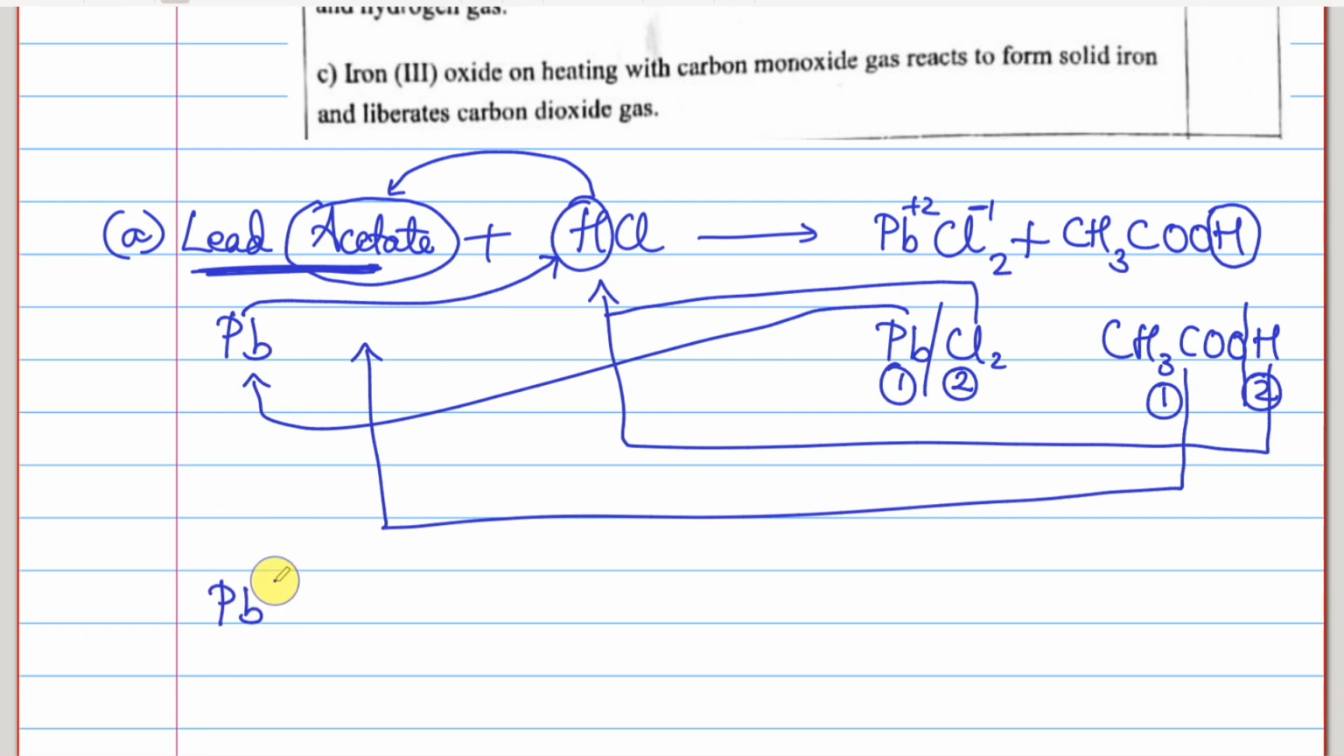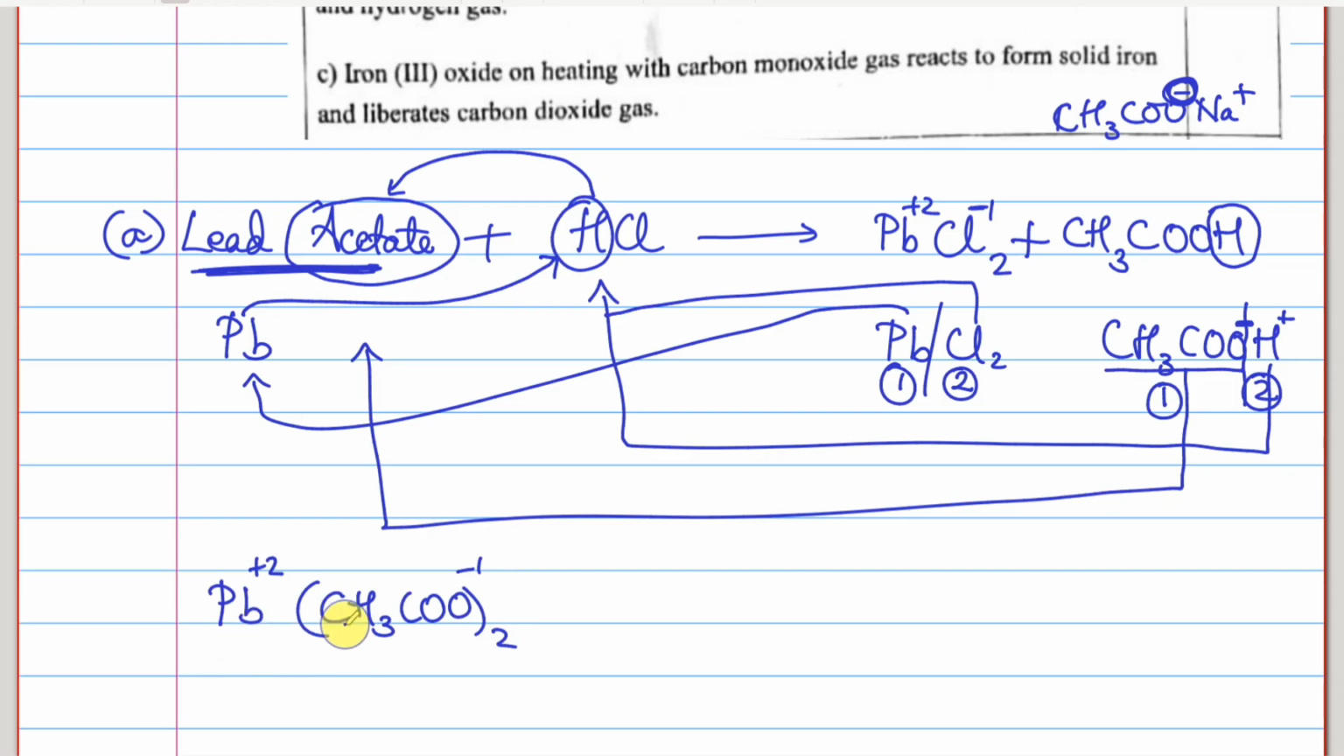Lead acetate will be Pb with the valency of +2 and CH3COO, right? Because hydrogen has a valency of +1, COO will have the valency of -1. We have already seen this in soap also, CH3COO negative and Na positive. This COO part has a valency of -1. So in order to form the molecular formula of lead acetate, we'll have to add 2 as a subscript. So lead acetate will have this molecular formula.